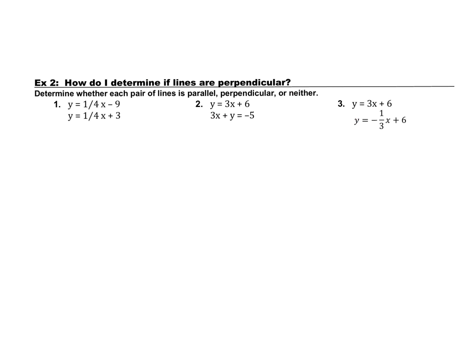All right, question number 2, how do I determine if lines are perpendicular? So we're going to determine if the lines are parallel, perpendicular, or neither. So let's go ahead and take a look at the slopes. And remember, in order to know what the slope is, you have to have solved for y. So in this first equation and in the second equation, the slopes are the same, and we've solved for y, so this is parallel.